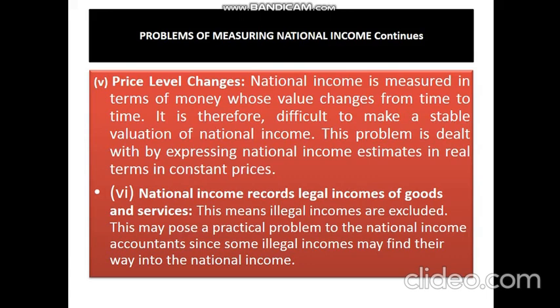National income records legal incomes of goods and services. This means illegal incomes are excluded. This may pose a practical problem to the national income accountants, since some illegal incomes may find their way into the national income.